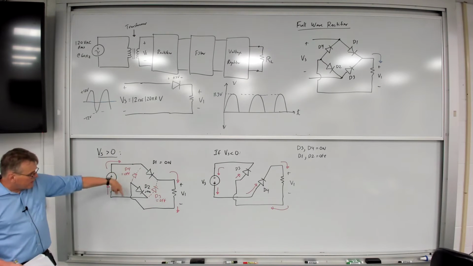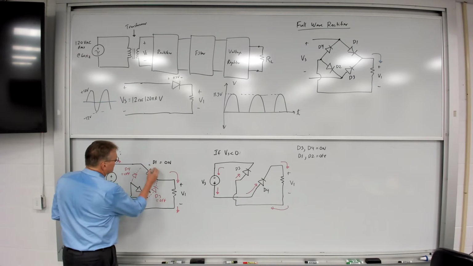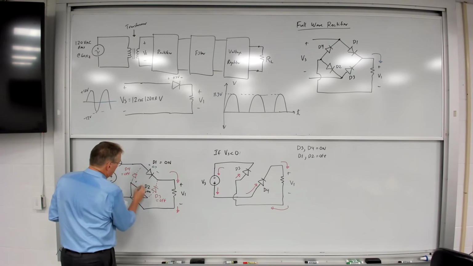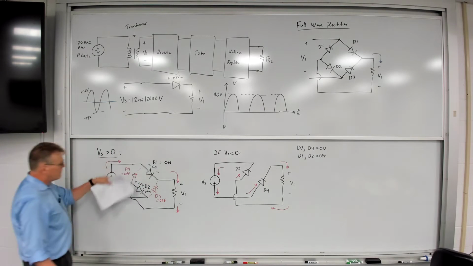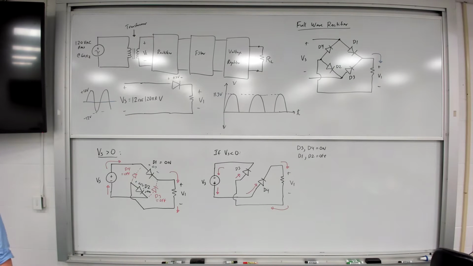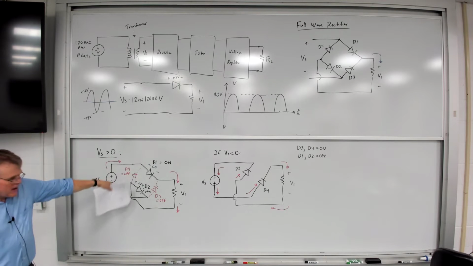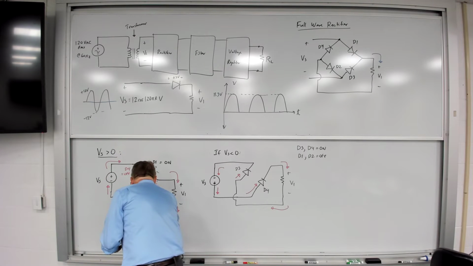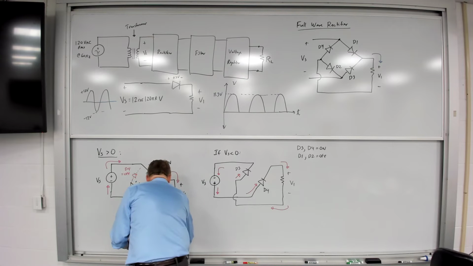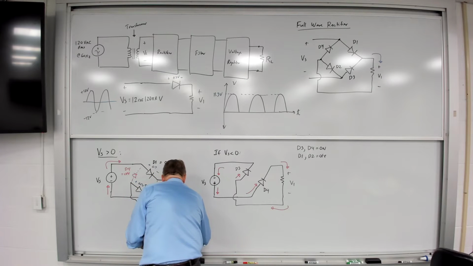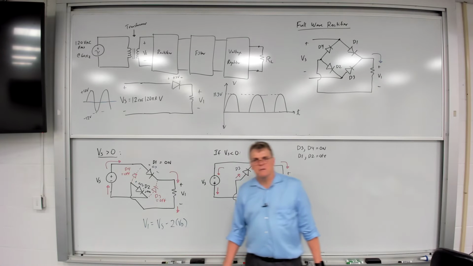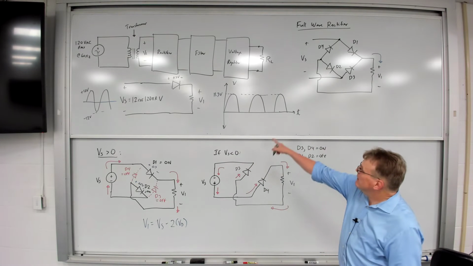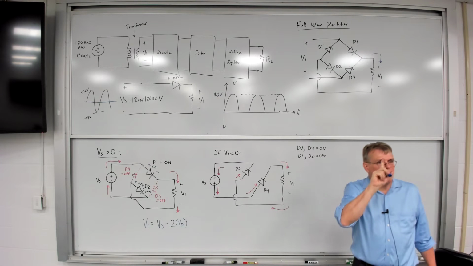If both of these diodes are on, clearly I've got 0.7 volts across both those diodes. And so in this case, V1 must be equal to Vs minus the drops of those 2 diodes. So V1 is equal to Vs minus 2 times Vd, the drops across the diodes. So with the half-wave rectifier, I lost 1 voltage drop, 1 diode drop.